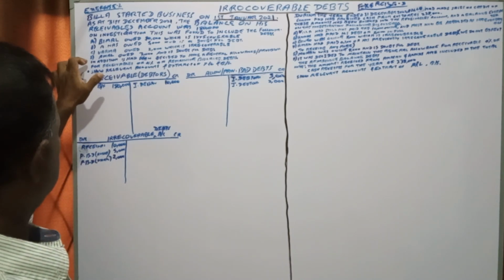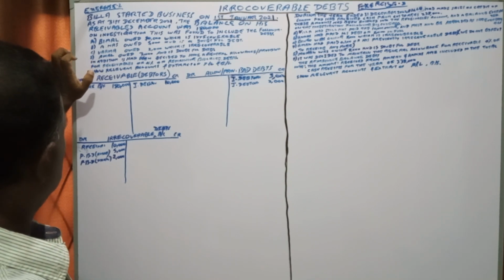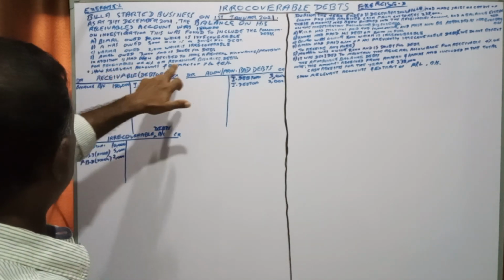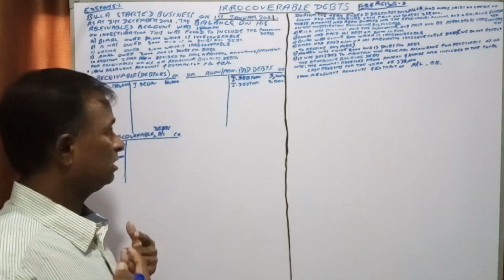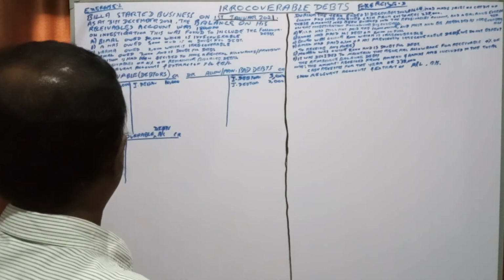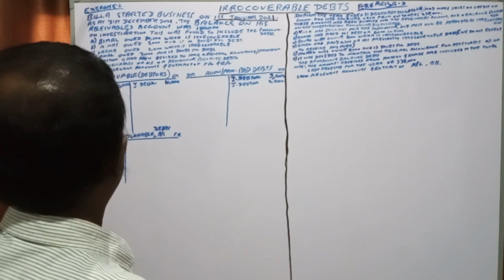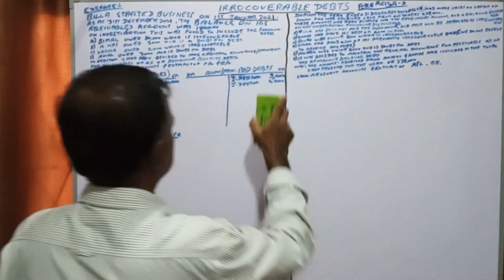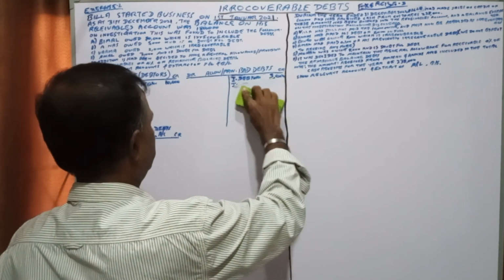And the number 4 entry, that means D. The fact is Amal owed 3,000 and it is a doubtful debt. So it's irrecoverable means here, not here. Again, I am confusing you. Okay, don't get confused.